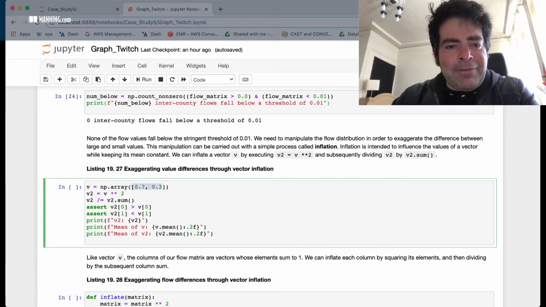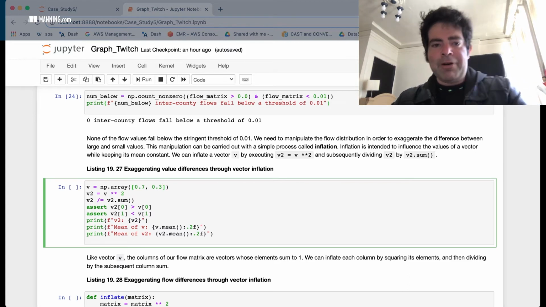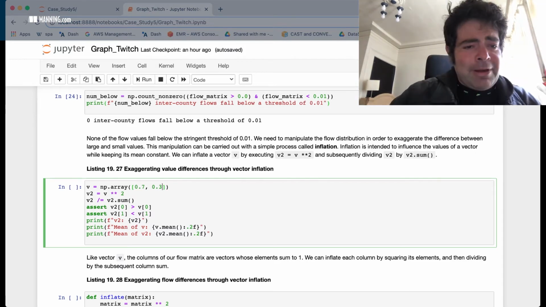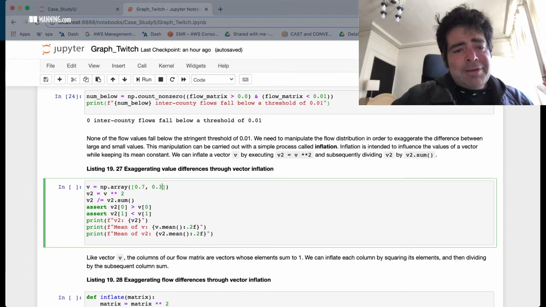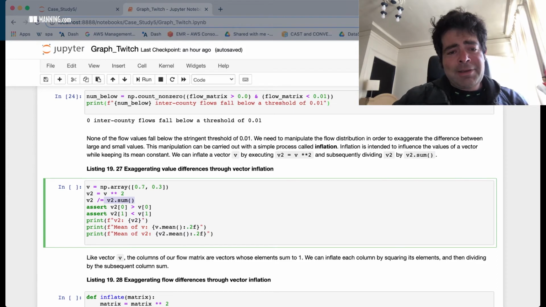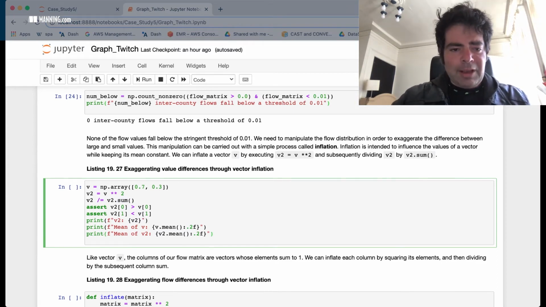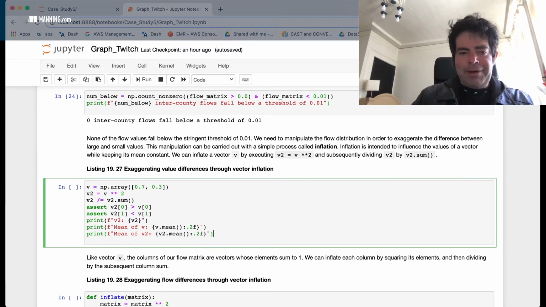We've got a very simple vector whose elements are 0.7 and 0.3. We want to make 0.7 larger and 0.3 smaller, but at the same time, we want to make sure that 0.7 stays larger than the mean, which here is obviously 0.5, and that 0.3 remains lower than the mean. So we're going to do that in a two-line operation. We're going to square all the elements of V, and then normalize by the sum and output the final vector, as well as the means of the final and the original vector.